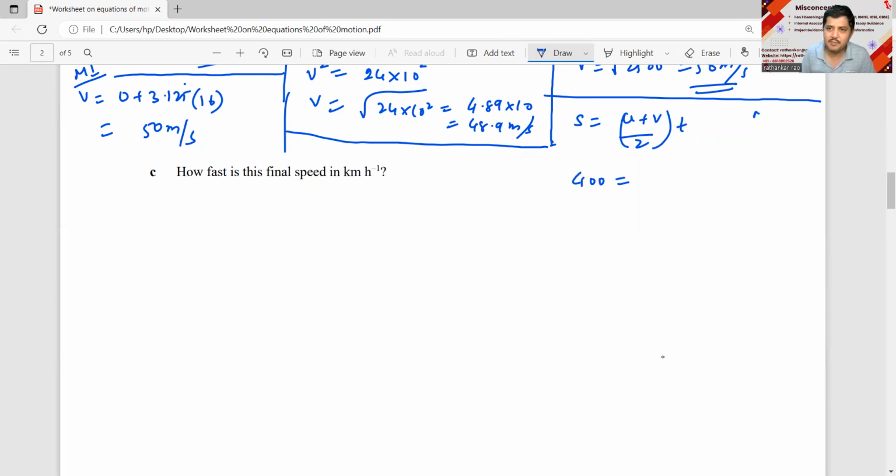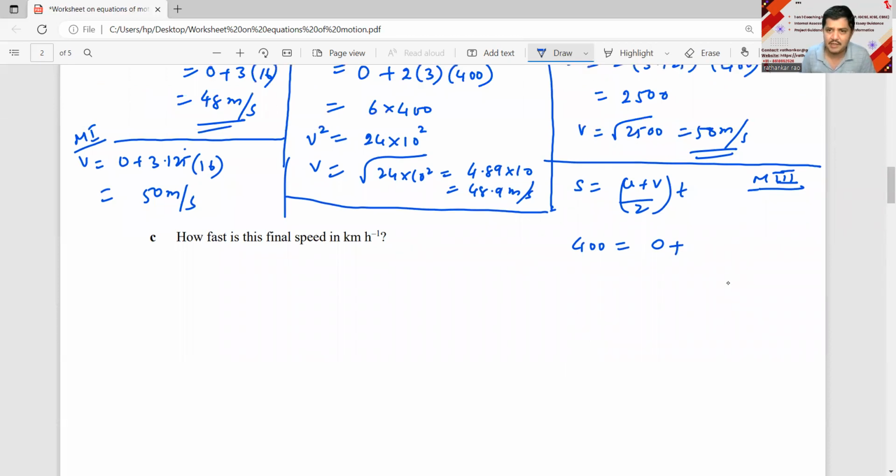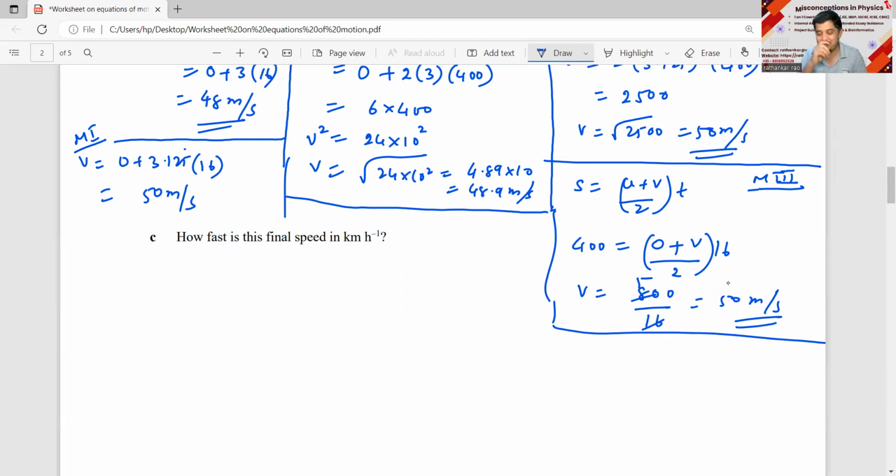This is your method 3. 400 is equal to U, which is 0, plus V, we do not know the value of V, divided by 2, multiplied by 16 seconds. So now let us calculate the value of V. V should be equal to 800 divided by 16. 16 fives are, once again, 50 meters per second. Wow. Great, right? I'm not great. The one who discovered these equations are great.